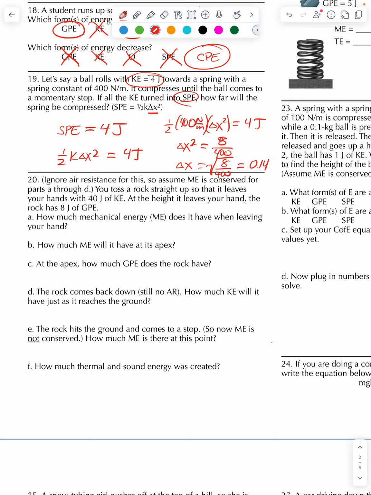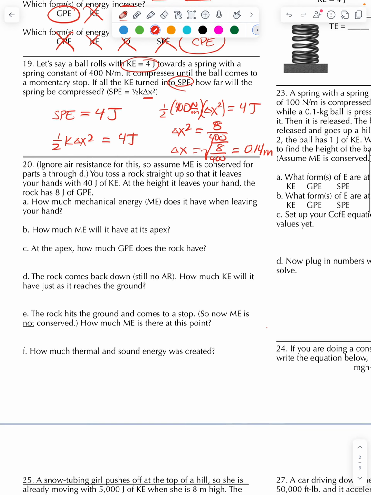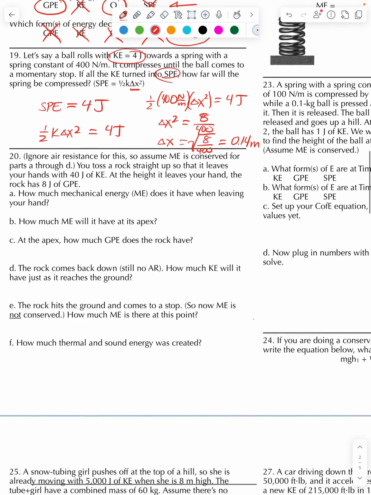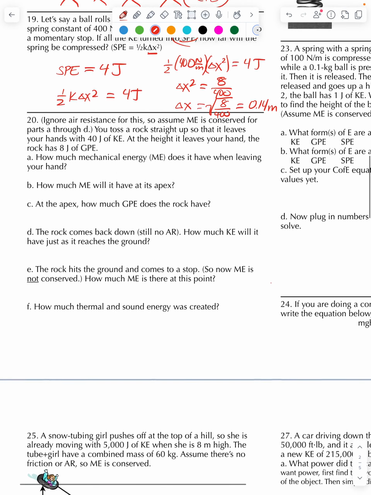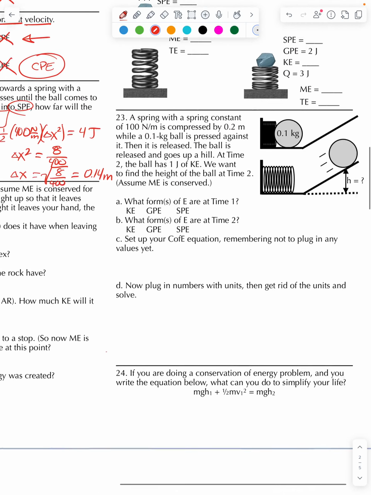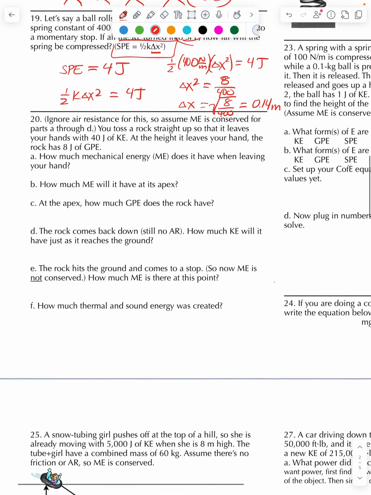So what do you think? Are we using SI units everywhere? Newtons, meters, joules. So let's call that a meter. I could ask you something about SPE just in terms of SPE, but the reason why I said to know that equation for SPE is because it might come in handy for these problems that are coming up in the next column. Okay, ignore air resistance for this one.